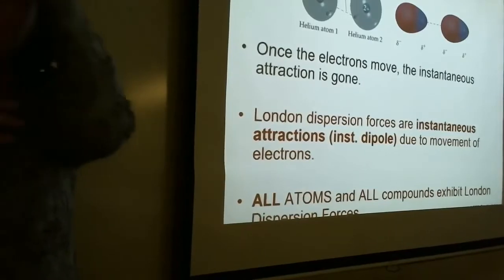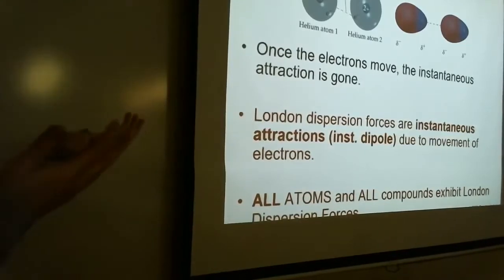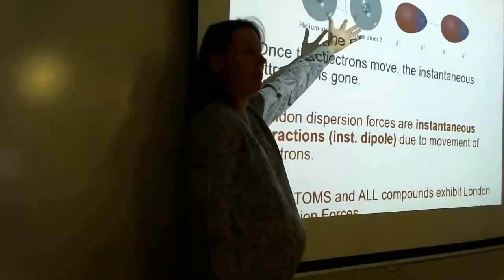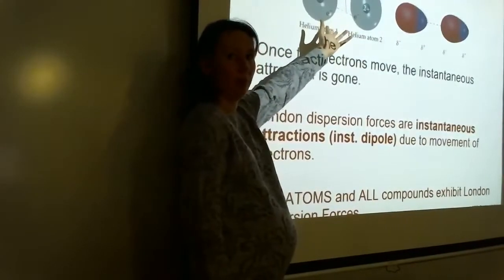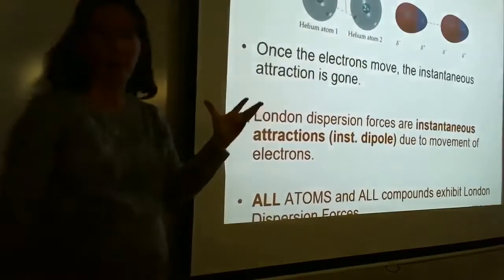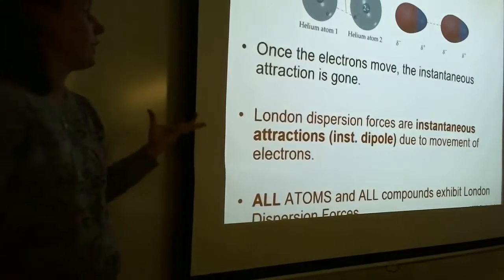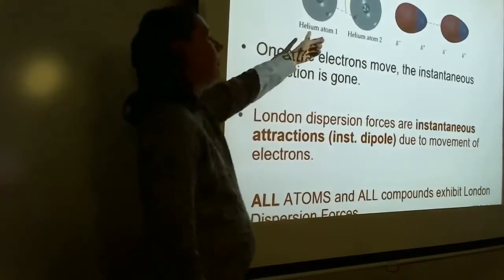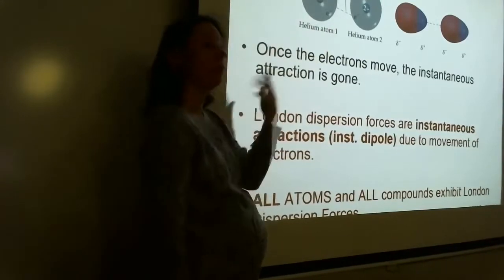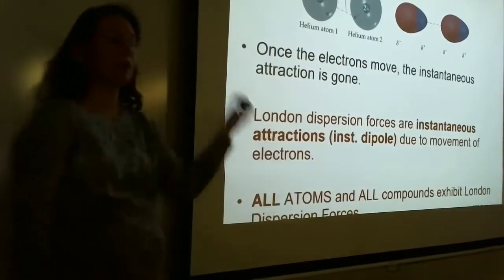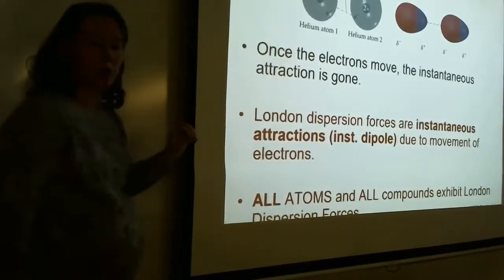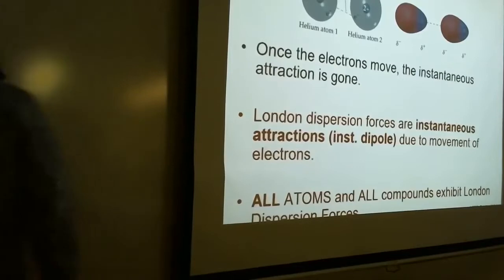Now, London forces can be extremely weak. For instance, in helium, the London forces are going to be really, really weak because there are only 2 electrons to play with. But let's pick a bigger atom. Let's pick uranium. Uranium's got 92 electrons. Would it have a higher probability of this? Sure, because you've got more electrons. As you increase the number of electrons, you increase the probability of having these instantaneous dipoles. And the word we use to describe that is called polarizability.